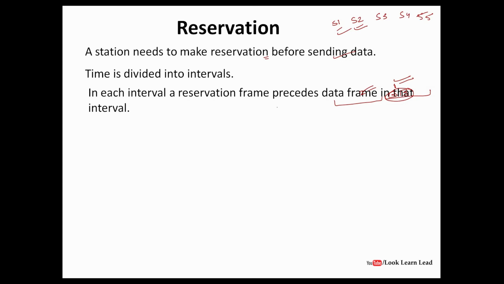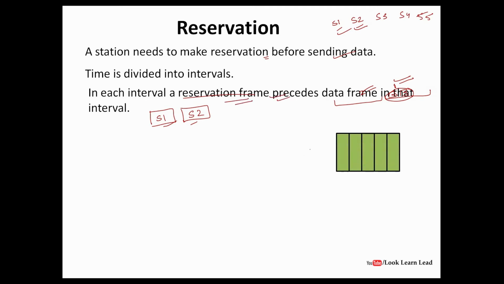In each interval, a reservation frame precedes the data frames in that interval. Suppose it is the first interval. In the first interval, there is a data frame sent by station 1 and a data frame sent by station 2, and these two stations have to make reservations. So a reservation frame precedes the data frames.